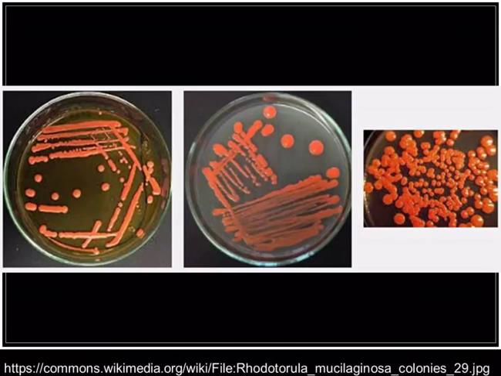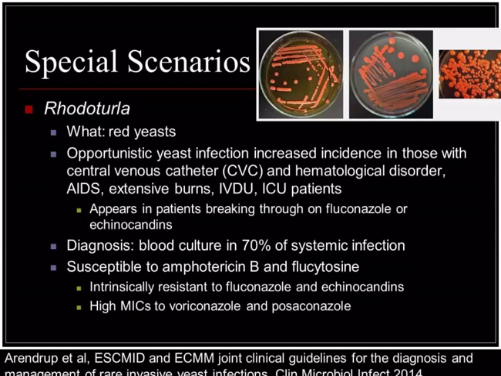This one also has the name at the bottom. So this is Rhodotorula, red yeast. I was very fascinated with this one, so I'm like, oh, we're going to throw this one in. It's an opportunistic yeast, with increased incidence in those with CVCs, heme disorders, AIDS, burns, IVDU, and ICU patients. I'm like, oh, why don't we have this at Moffitt? And I'm like, no, I shouldn't say that. I don't want this at Moffitt. So it appears in patients breaking through or on fluke or echinocandin, which again would be my hospital.